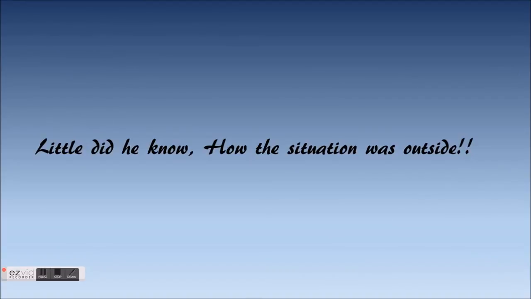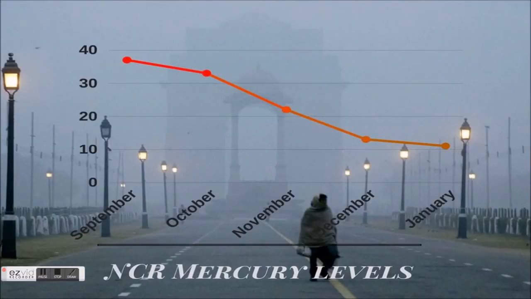Now coming back to our story, Pavan did wake up at 11. He got ready in a hurry, and little did he know how the situation was outside. We all know how the situation of the National Capital Region is in the month of January. The average temperatures dipped to as low as 10 degrees Celsius, and this guy had to wake up early in the morning and go.